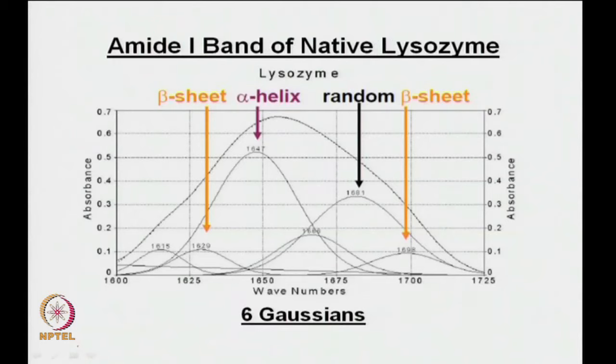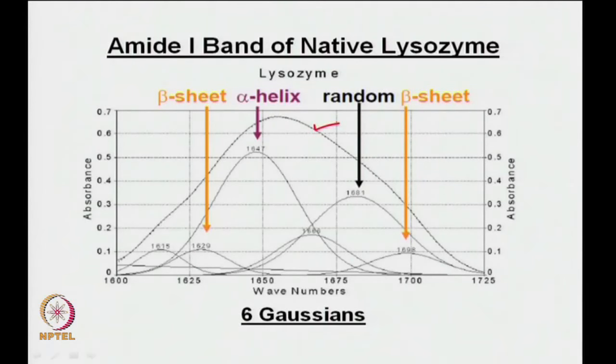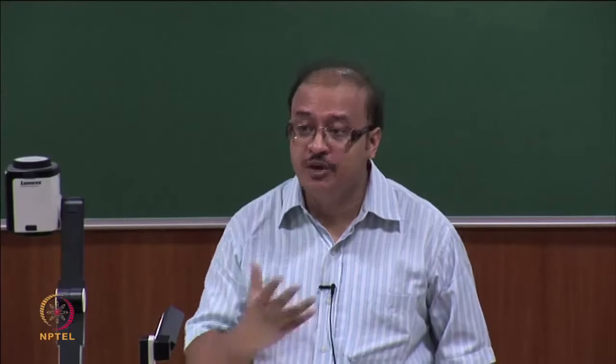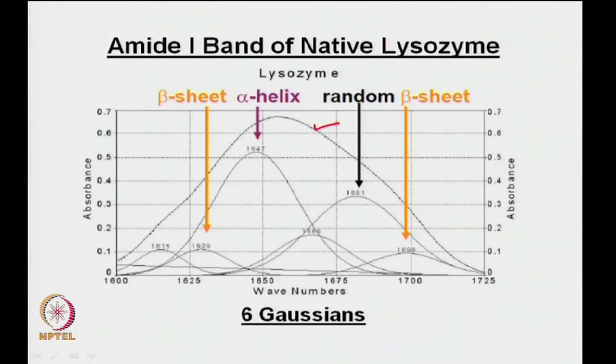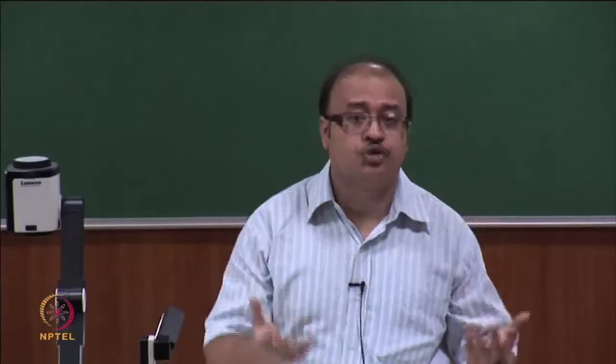Now, this is the amide 1 band of native lysozyme. See how complicated it is, you are trying to deconvolute it. So, which was the amide 1 band? This black one is the amide 1 band. You are fitting the amide 1 band to a sum of 6 Gaussians. What are the different ones? One is alpha helix, as I said, you are going to expect that because that is predominant in the structure. Then you have beta sheet, then you also have the random coil. So, that is how you have to try to extract information out of this experimental band shape using this deconvolution method.